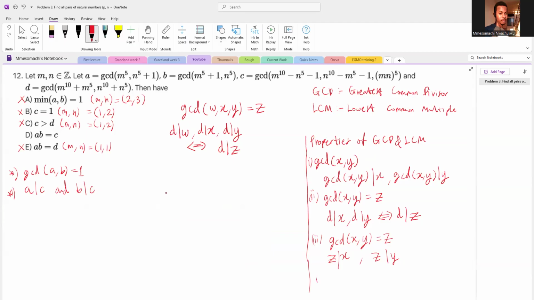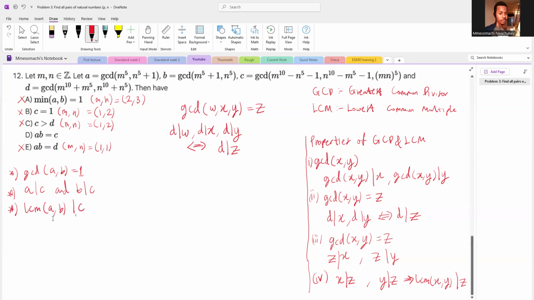Next property I'll use, so it's for LCM. So we have X divides Z and Y divides Z. Okay, so that implies LCM of X and Y divides Z. Okay. So we have A divides C and B divides C. So we have that LCM, so basically you just follow. So we have that LCM of A and B divides C.